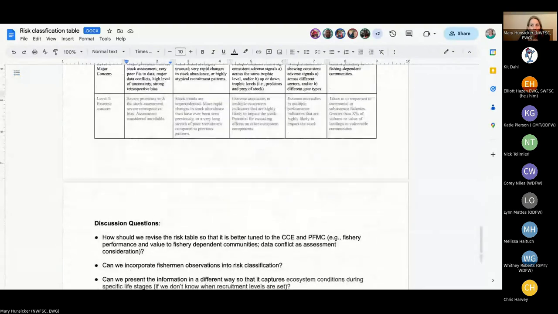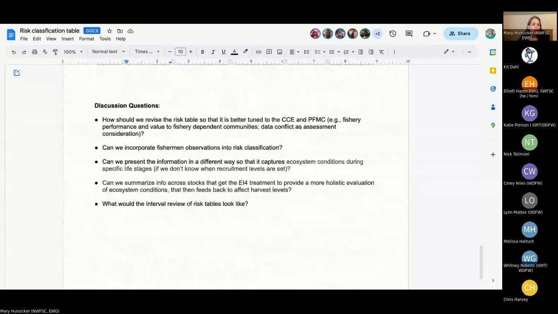Some of the discussion points for this morning include how we should revise the risk table so that it's better attuned to the California Current. For example, I just mentioned whether we include the fishery performance column and the fishery dependent community column. Also, Jamil brought up a couple of great questions recently about how we can incorporate fishermen observations into the risk classification. Could that be within that fishery performance column, or would it look different?